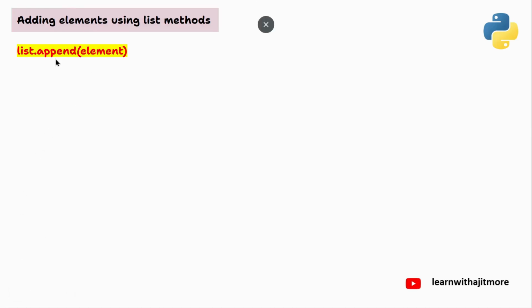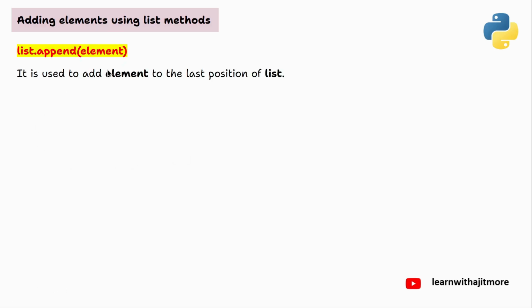Now, what does append do? It takes an element. The element can be anything: an integer, float, complex, string, or even a list. You can add one list into another list. It can be a tuple, anything. It will just take that element and add it at the end of the list. That is why it is called append. Append is always at the end. Prepend is always at the beginning. So it will add this element inside that list.